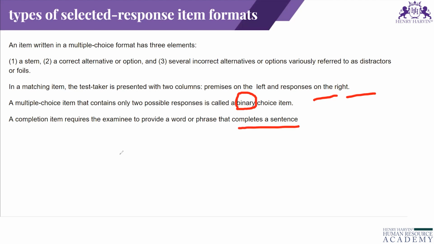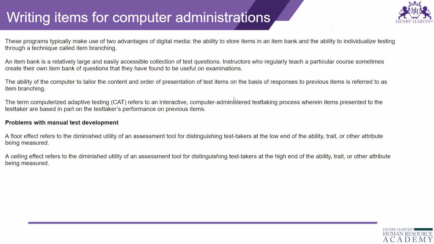A completion item requires the examinee to provide a word or phrase that completes a sentence. So there will be a completion item as well, where there is a sentence and you have to give a word as per you to complete that particular sentence. That is known as a completion item, where only 1 word will be required and you'll be typing that.